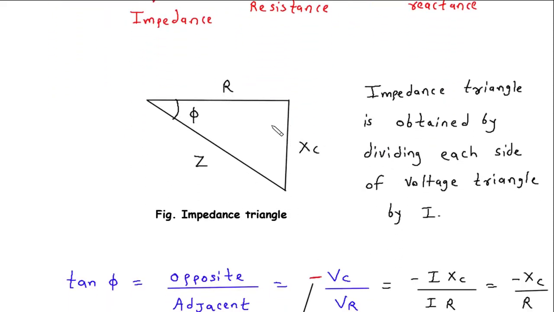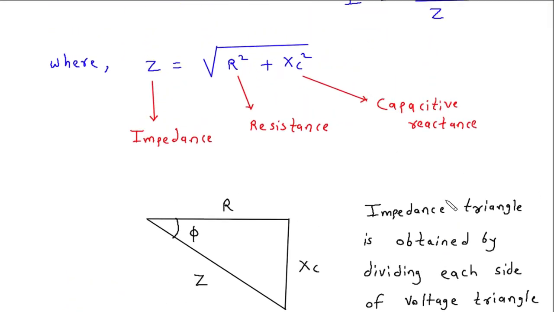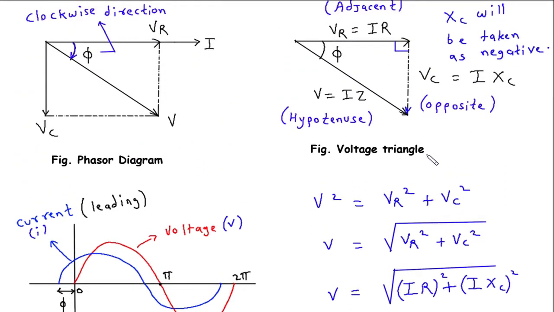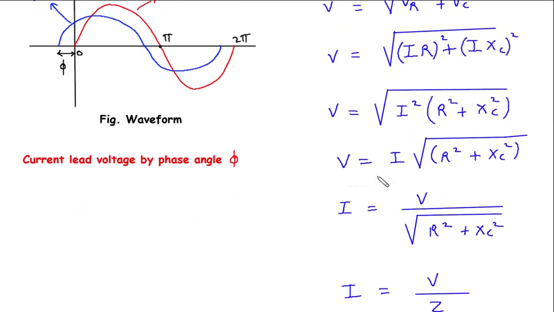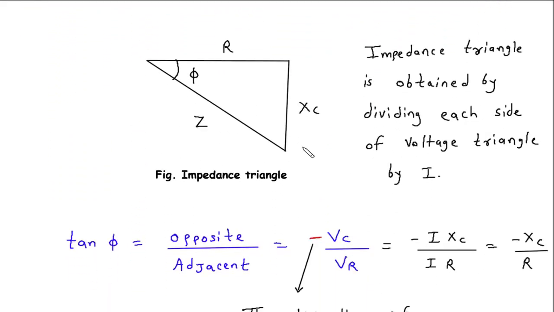Now this is the impedance triangle. Impedance triangle is obtained by dividing each side of the voltage triangle by I. So here in this voltage triangle, if we divide this by I, this will be R. If we divide this by I, this will be XC, and if we divide this by I, this will be Z. So we have to divide all the sides by I, so we get R, XC and Z. So this will be our impedance triangle, with sides R, XC and Z.